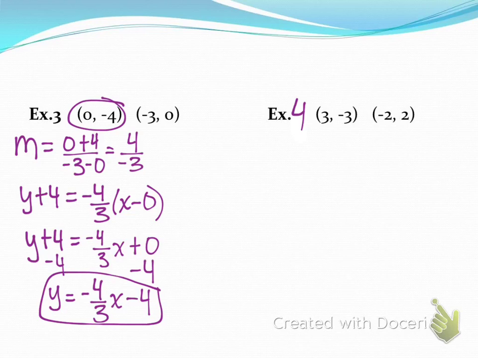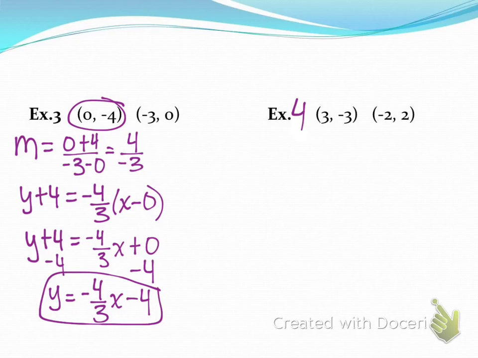Questions on example 3? Even if you had decided to use the other point, the negative 3 comma 0, some of your work would have looked a little different, but your answer should have come out the same. All right, let's go on to example 4.